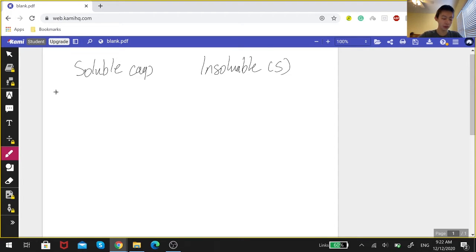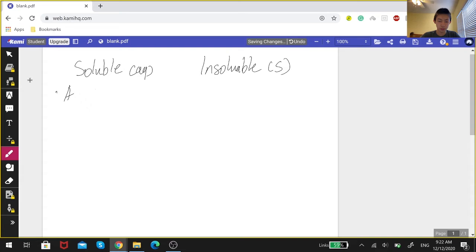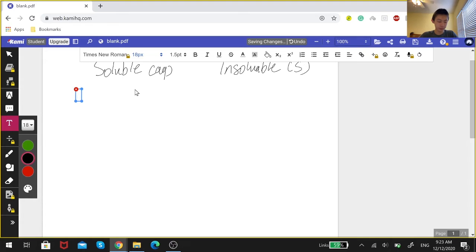And now, what is soluble? Actually, I'm going to type it out. So real quick here, what is soluble? We have all nitrates, acetates, ammonium, and group 1A salts. So anything group 1A will be aqueous. Group 1A is H, Li, Na, K, Rb, Cs, and Fr.